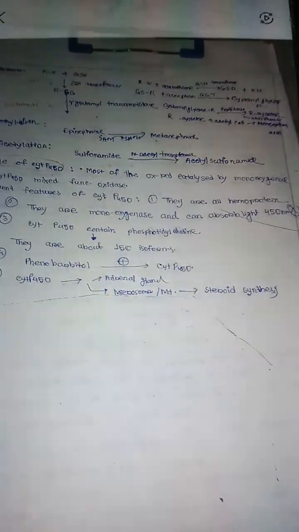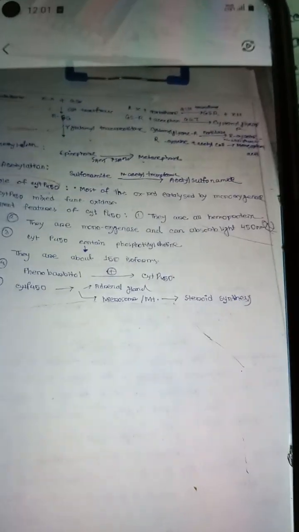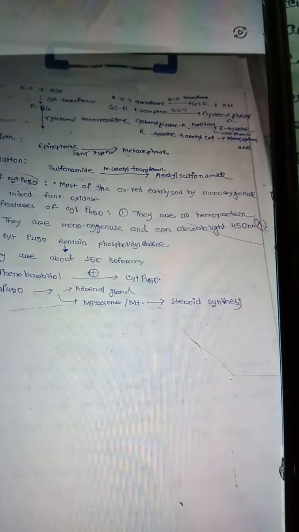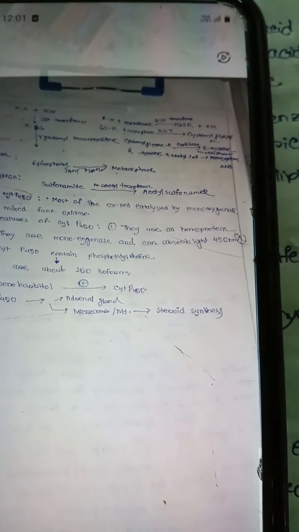So again, at first you should think about or mug up the reactions, like cysteinyl glycine in the presence of peptidase becomes R-cysteine. R-cysteine plus acetyl CoA becomes mercapturic acid. And the methylation reaction, epinephrine becomes metanephrine. Acetylation reaction, sulfonamide becomes acetyl sulfonamide.